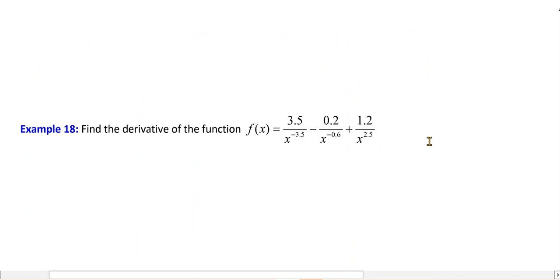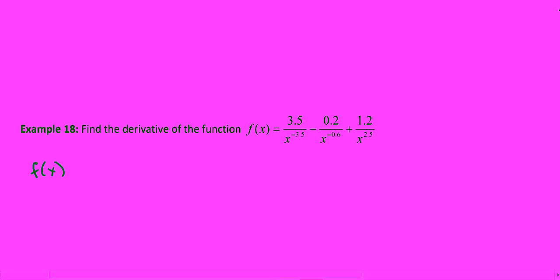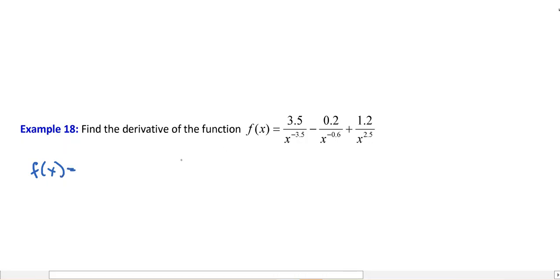So let's rewrite this where all of the variables are in the numerator. So we take the negative exponent of x and bring it up to the numerator and make it positive. So it'll be x to the positive 3.5 minus 0.2 times x to the positive 0.6 plus 1.2 times x to the negative 2.5. And now we can apply our rules.